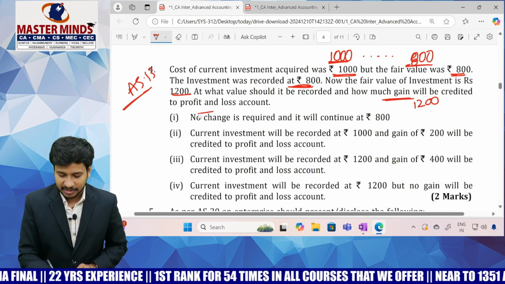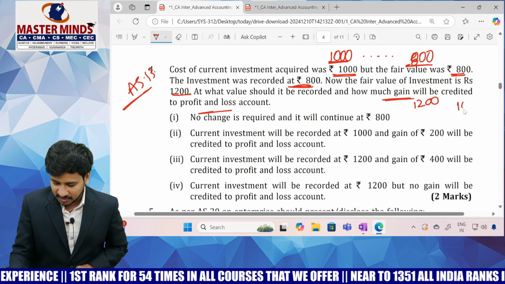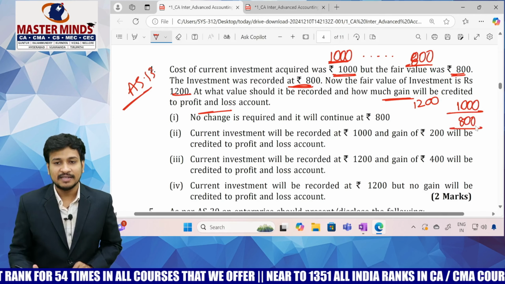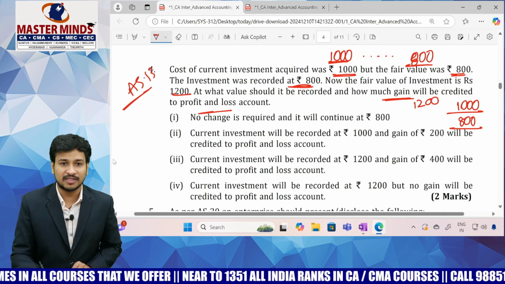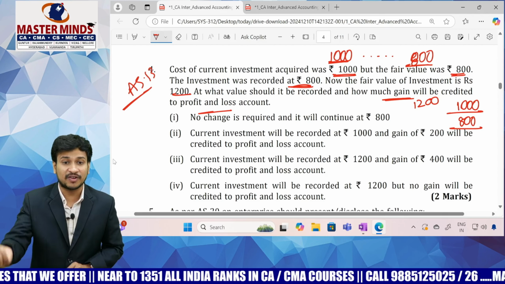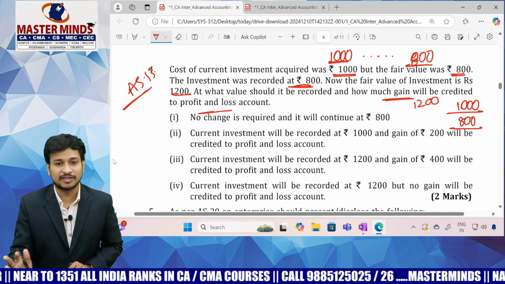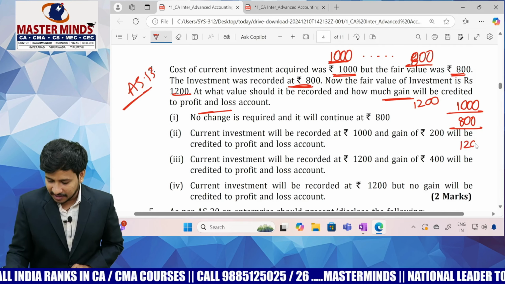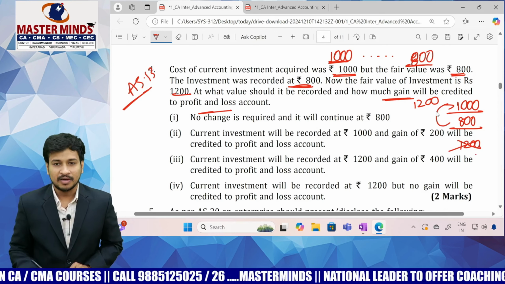Now how much gain can you record in the P&L account? My dear children, it's as simple as that. Your cost of investment is 1000. Year end value is 800. Further year is 1200. But hope you have remembered that the current investments or even the long-term investments can't be increased more than the cost. You can increase only to the extent of cost price. Hope you have remembered that. So 800 can't be increased up to 1200. You can increase only by rupees 200, that is up to 1000.